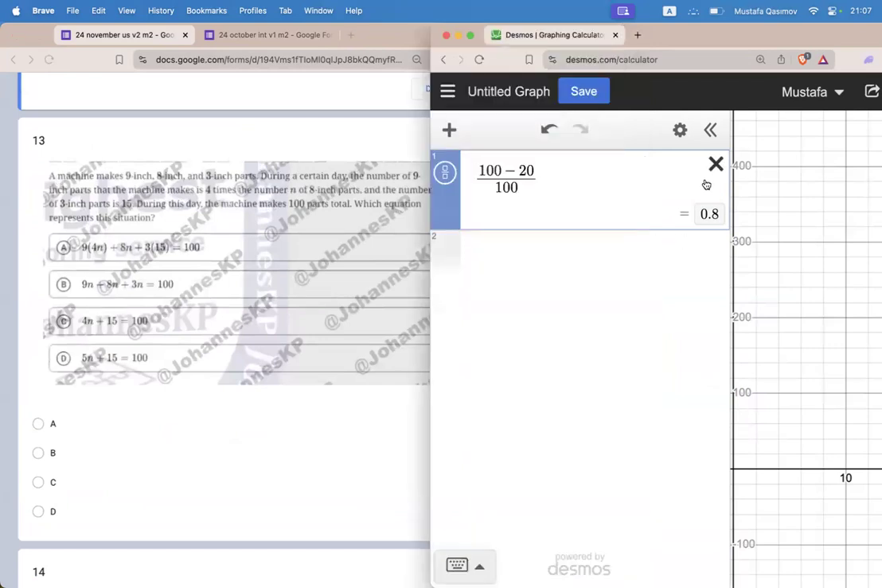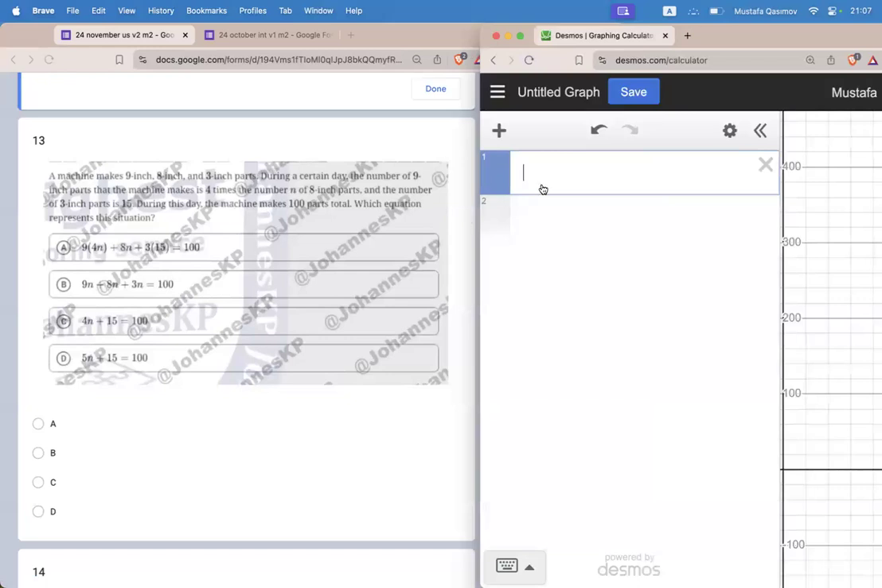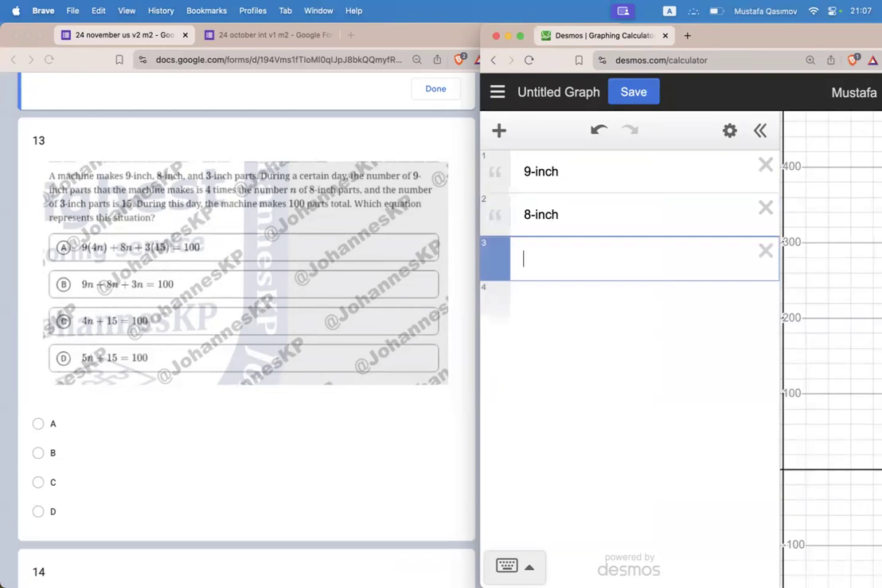13. Machine makes 9-inch, 8-inch, and 3-inch parts. Let's write it: 9-inch, 8-inch, and 3-inch parts. Then it says that during a certain day, the number of 9-inch parts is 4 times the number of 8-inch parts. It means that 8-inch parts are n parts. 9-inch will be 4 times of that one. It will be 4n parts.